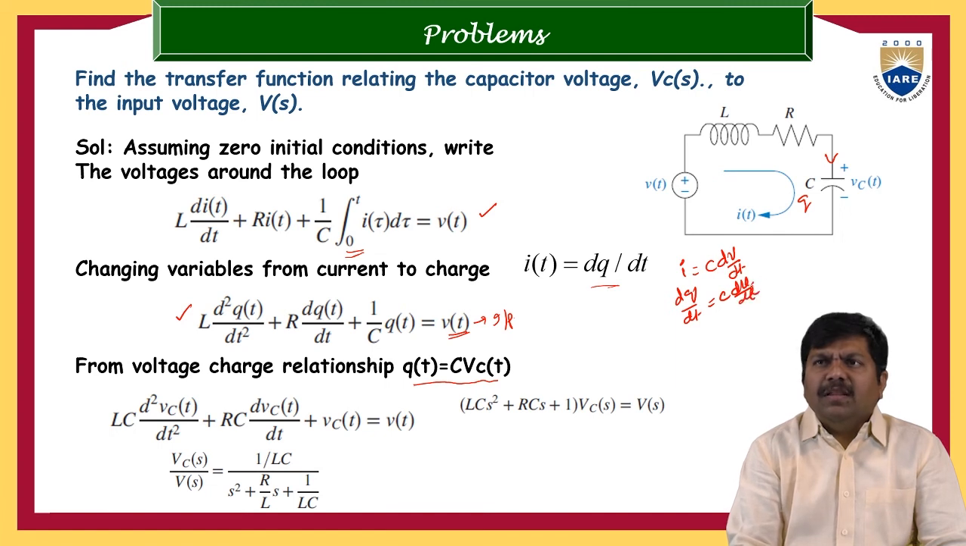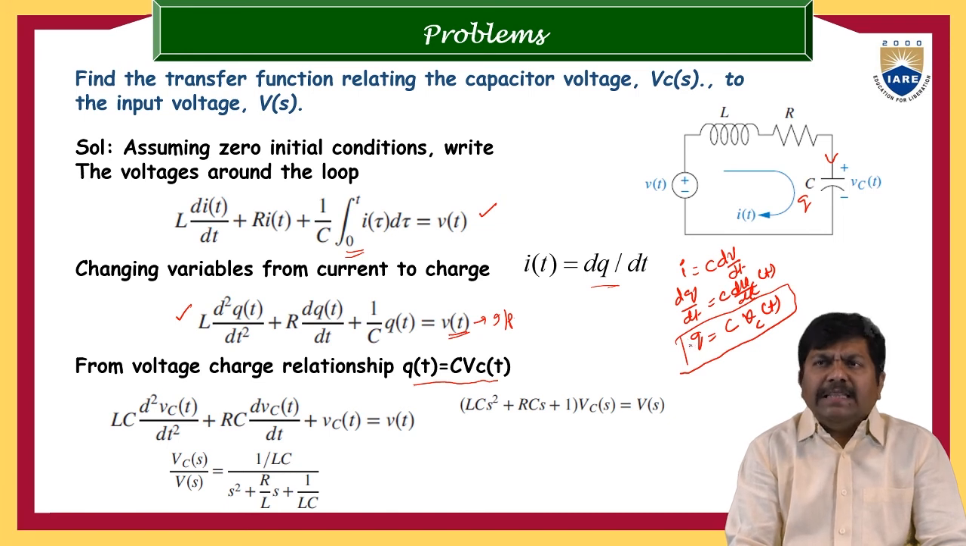That v is nothing but the voltage across the capacitor, so you can write C dvc(t) by dt. What about the charge now? Charge is nothing but C into the capacitor voltage. So this is one way of simplifying things. So q is equal to C vc(t).